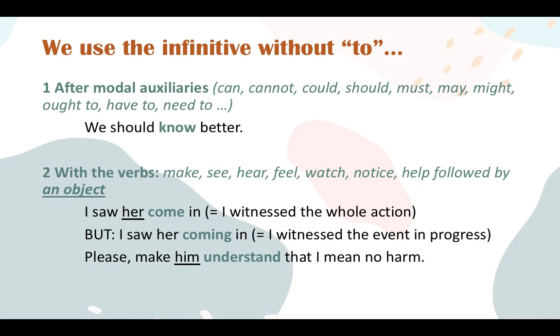Secondly, the infinitive without "to" is often paired up with verbs such as "make" and "see" if they are followed by an object. For example, in "I saw her come in", "her" is an object paired up with the verb "to see", and that is why it is followed by an infinitive. Now, what I want to say is that "I saw her coming in" also exists, so this time with a gerund. However, there is a difference in meaning. The difference is that with the infinitive, you actually say that you witnessed the whole action, while with the gerund, you imply that you only witnessed the action in progress.